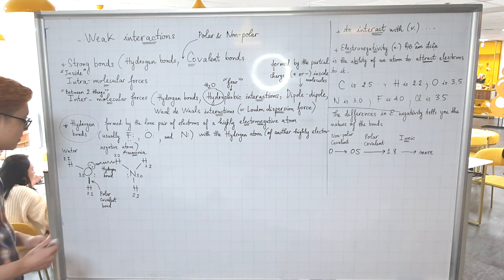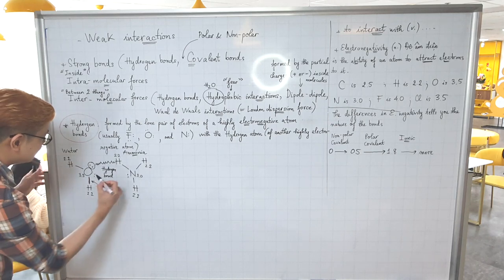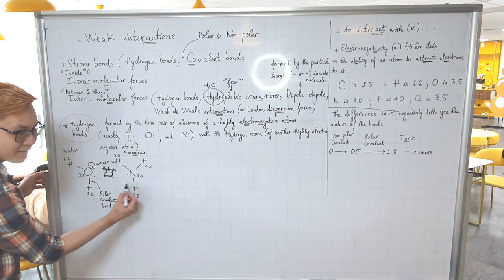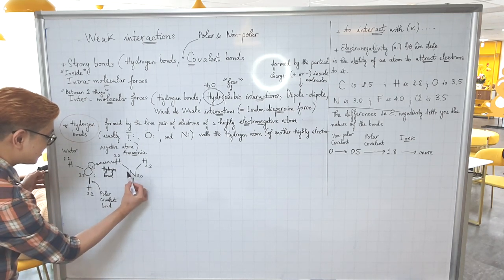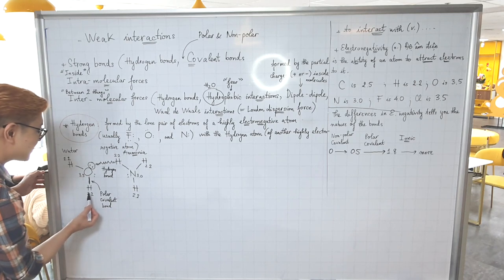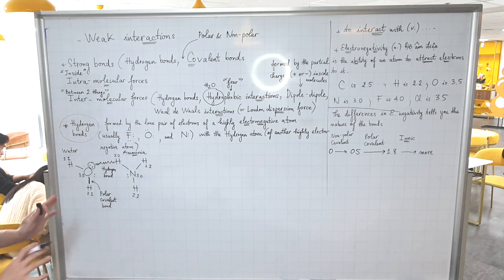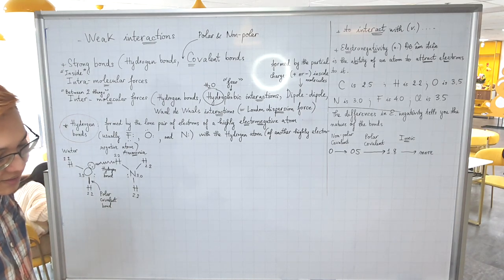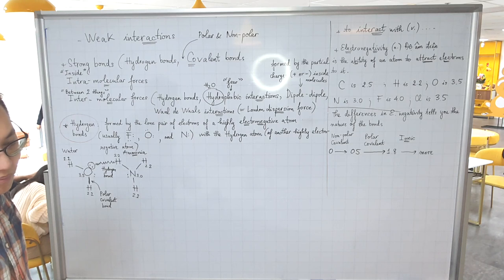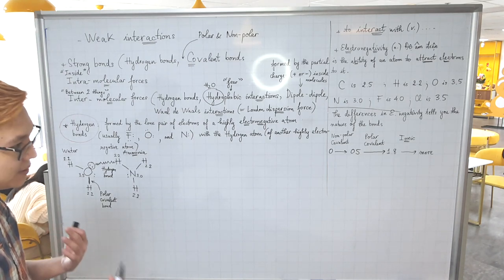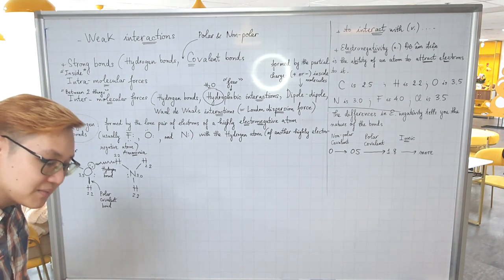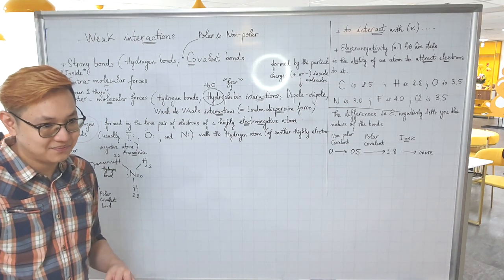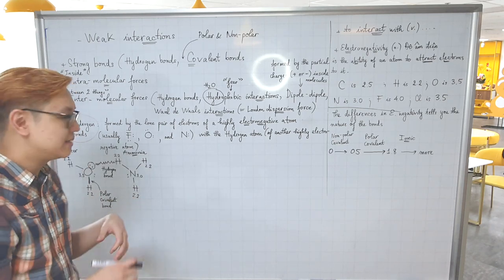Now, of course, this lone pair can form hydrogen bonds with this one as well, and this lone pair can form hydrogen bonds with this one as well. There are many ways, but then it forms a network that connects molecules together. That's how life begins. They have to connect together for it to begin.